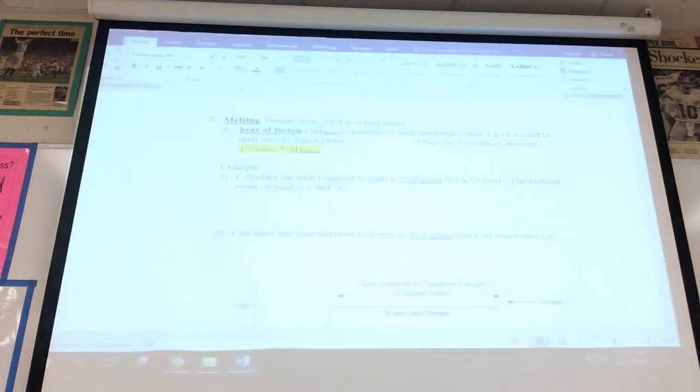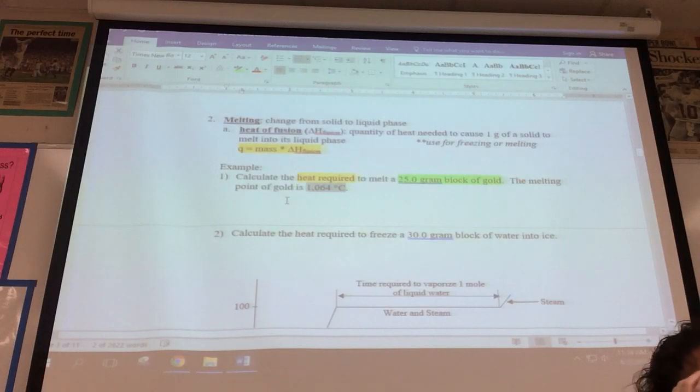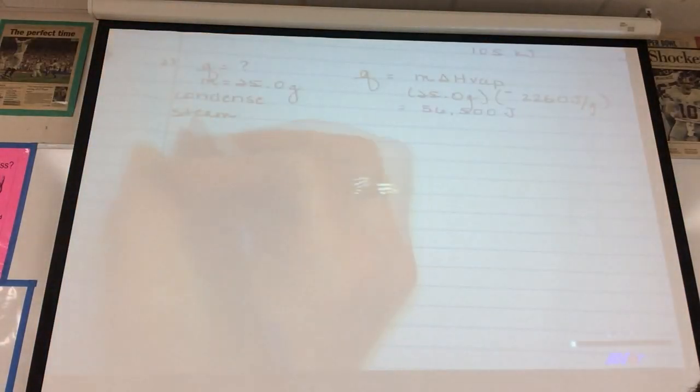The other problems deal with delta H of fusion. I think you will find these equally as straightforward. Changing from solid to liquid is melting. Delta H of fusion, if you freeze, you just use the negative of it. This is how much heat is needed to cause 1 gram of a solid to melt into its liquid phase. Formula, as we've mentioned. Calculate the heat required. We're going to melt a 25-gram block of gold. The melting point of gold is 1,064 degrees Celsius. Very interesting in regard to what the temperature is at which gold melts, but not included in our calculation.